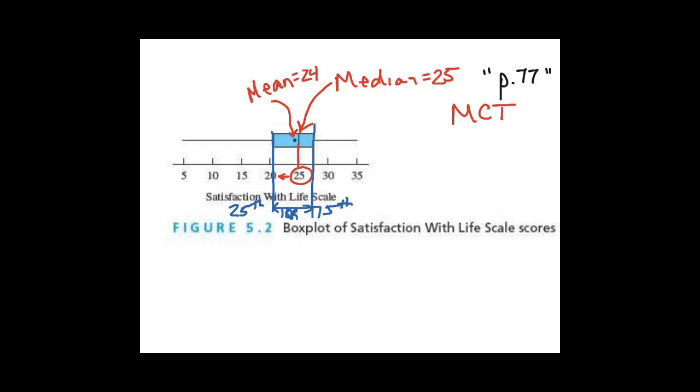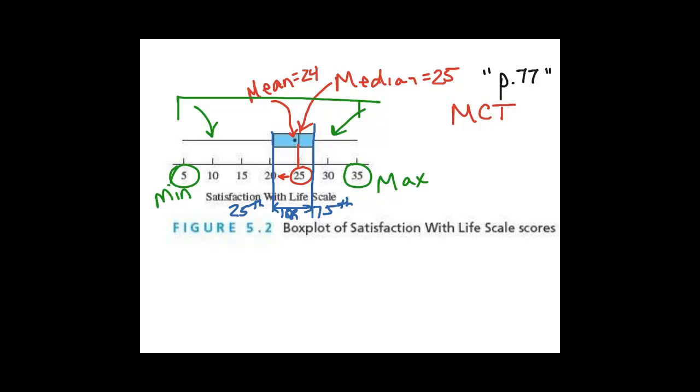The whiskers extend to the extreme scores in the distribution. Thus, the whiskers give you a picture of the overall range. Again, reading from the scale in figure 5.2, you can see that the highest score is 35 and the lowest is 5.